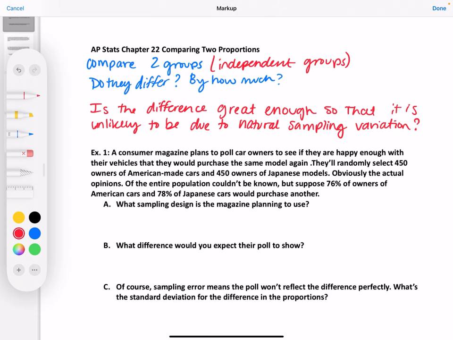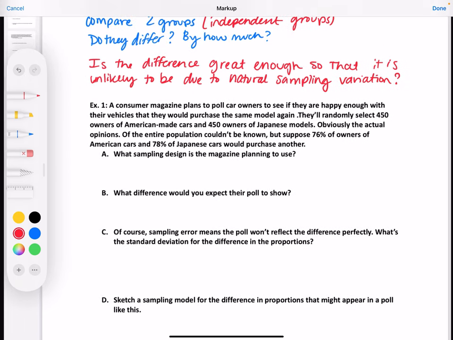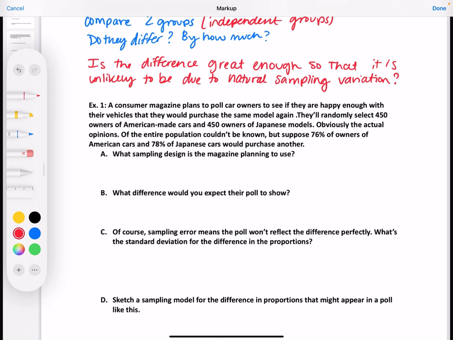All right, so a consumer magazine plans to poll car owners to see if they're happy enough with their vehicles that they would purchase the same model again. They'll randomly select 450 owners of American-made cars and 450 owners of Japanese models. Obviously, the actual opinions of the entire population couldn't be known, but suppose 76% of owners of American cars and 78% of Japanese cars would purchase another. So first, what sampling design is this magazine planning to use?